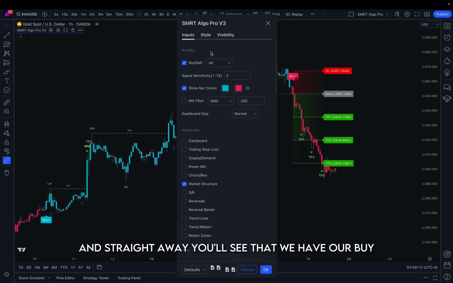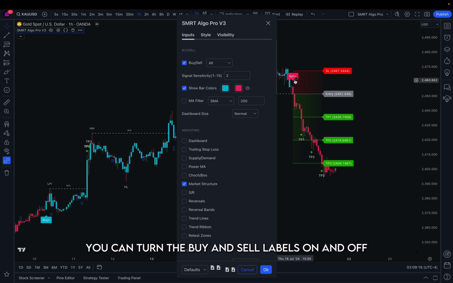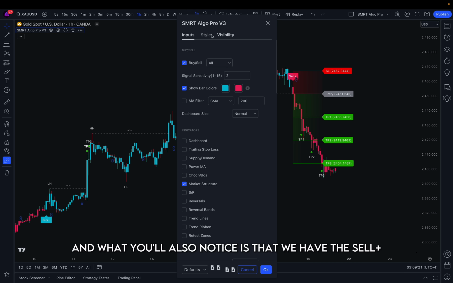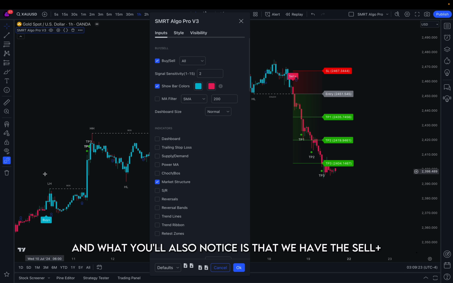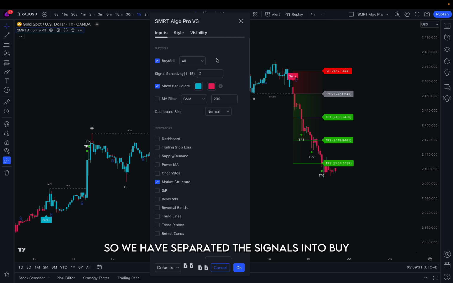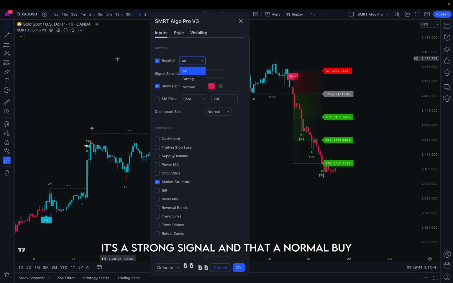And straight away, you'll see that we have our buy sell settings, which are on by default. You can turn the buy and sell labels on and off by clicking on this check mark here. And what you also notice is that we have the sell plus and buy plus labels. We have separated the signals into buy plus and sell plus. What the plus basically means is that it's a strong signal, and that a normal buy without the plus is a normal signal.